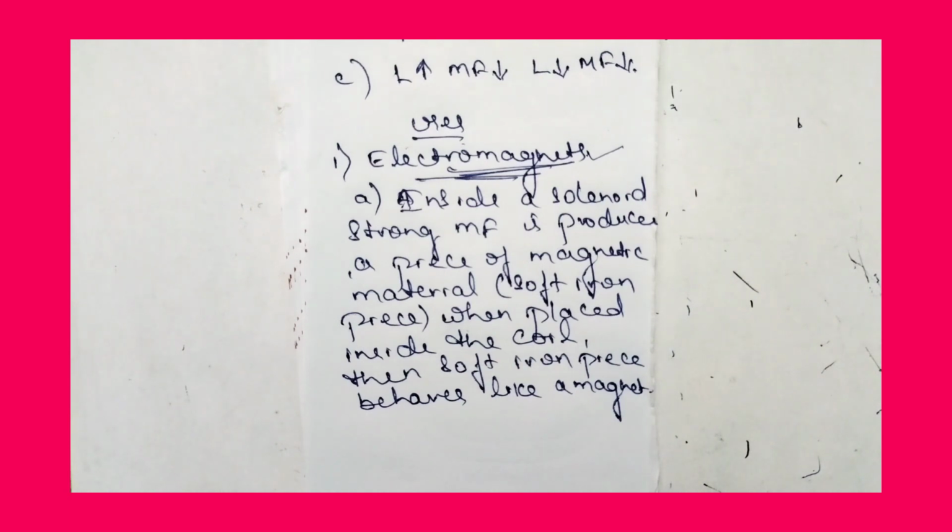So inside a magnet, the soft iron piece will behave like a magnet, and such a substance which behaves like a magnet when current is provided, such a magnet is called an electromagnet. So a soft iron piece to which we give current and make a magnet, then such a magnet is called an electromagnet. Such magnets we call electromagnets.